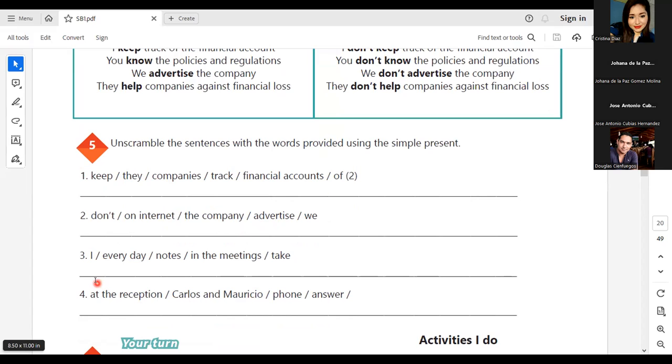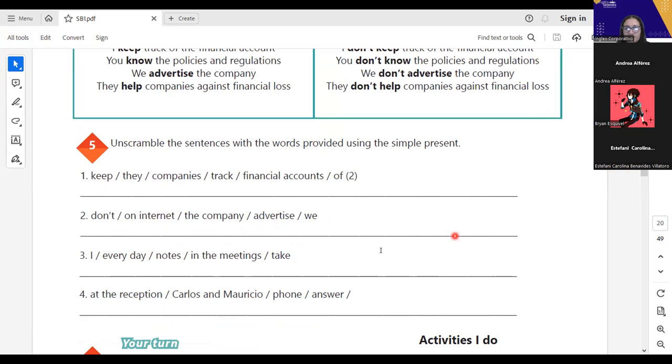So you have 4 minutes, try to do one sentence. Reescríbanlo para que lo recuerden, que va subject, verb, and complement. And in negative, subject, auxiliary, verb, and complement, right? You have 4 minutes to rewrite the sentences and then we compare. Okay.